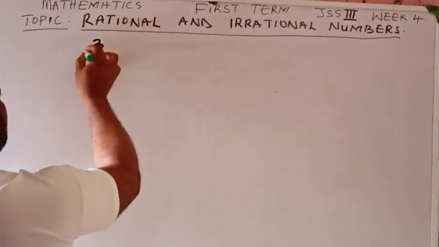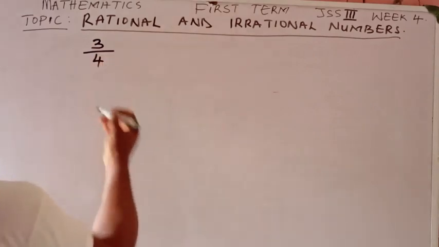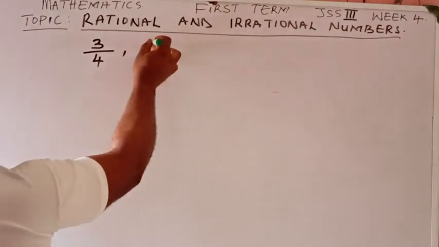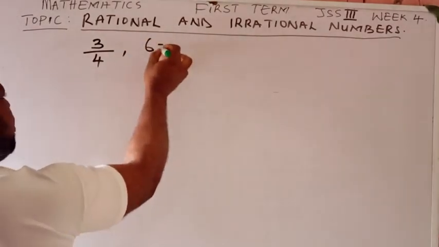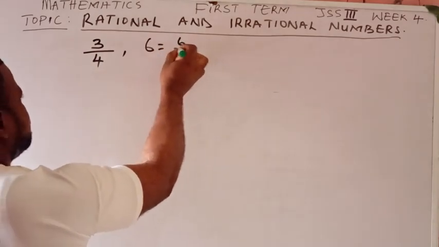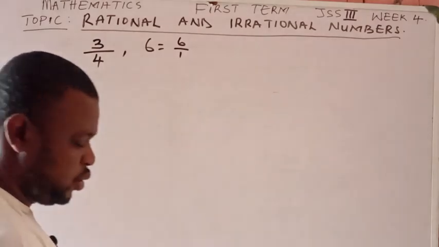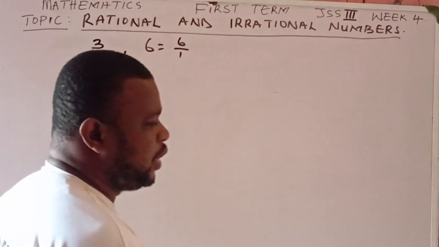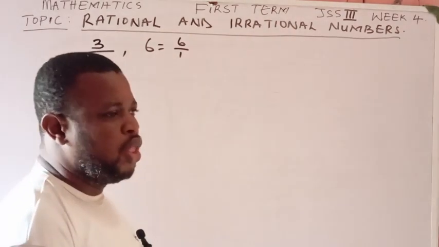For example, numbers that can be written in this form, 3/4, are rational numbers. Numbers like 6 are rational numbers. Why? Because it can be written in the form 6/1. So numbers that can be written in a fraction form are rational numbers.